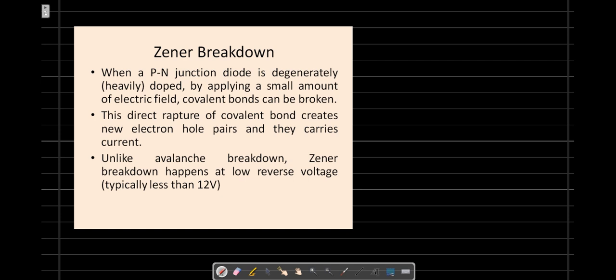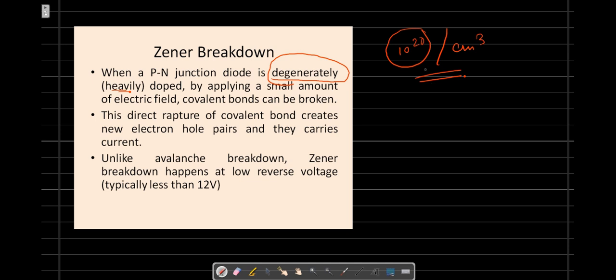Okay. Impact ionization. So what is Zener breakdown? When a PN junction diode is heavily doped, see, we are using one term, degenerately doped. Degenerately means heavily doped. A degenerate semiconductor means heavily doped semiconductor. Remember, non-degenerate means slightly doped semiconductor. So when the PN junction is heavily doped, the concentration is in the order of 10 to the power 20 or maybe 10 to the power 19 per cubic centimeter. Then you can say it is a degenerately doped semiconductor.